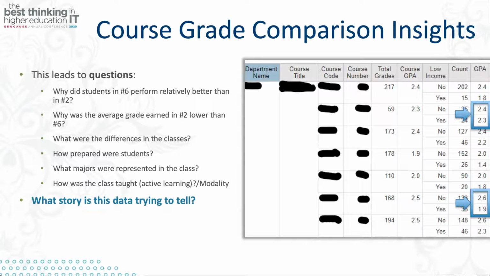All the things I mentioned before about letter grades. What majors were in the class? What day of the week was it? How was the class taught? What was the modality of teaching? Essentially, what story is this data trying to tell? Having all this data is really powerful, and it leads to discoveries such as this.